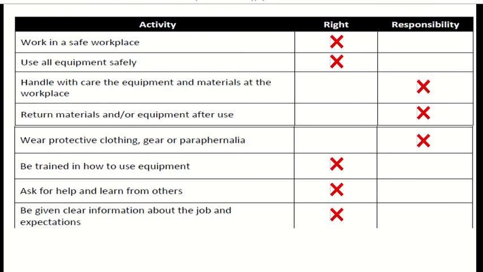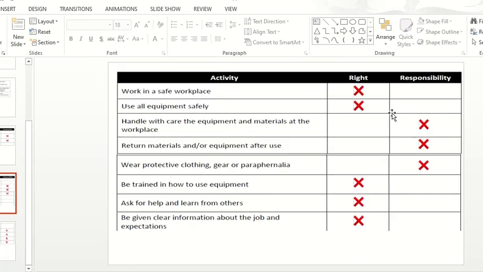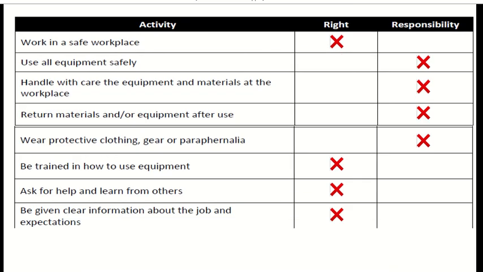Use all equipment safely. Is that a right or a responsibility? So paggamit ng equipment doon sa trabaho ng may pag-iingat, mali ito. So dapat ito ay responsibility. Sandali, ilipat natin. So, saan na yun? Lipat natin. Yan. Okay? Ayun, nalipat na. And then, handle with care the equipment and materials at the workplace. So, dapat natin ingatan ang mga kagamitan doon sa ating trabaho. So, that is a responsibility.